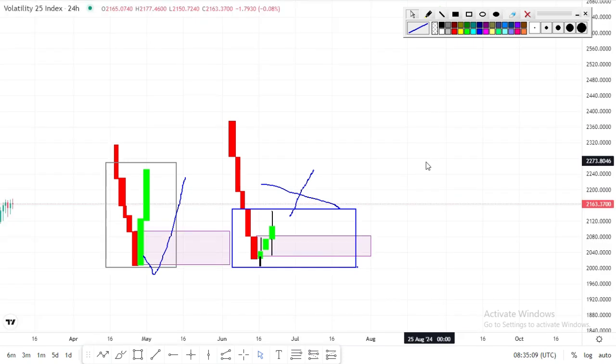Okay, so we want to see 3 consecutive candles, with the wick of the first candle not overlapping the wick or the body of the third candle. So what do I mean? So you need something like this.